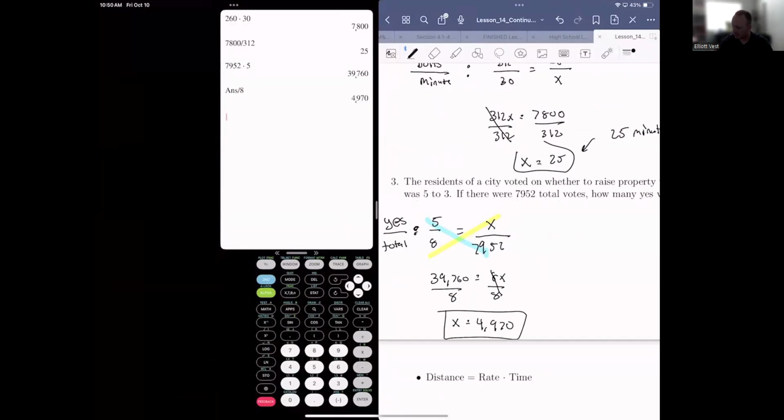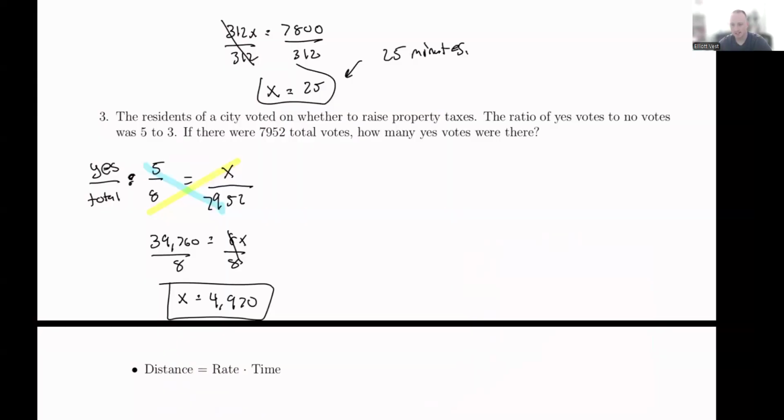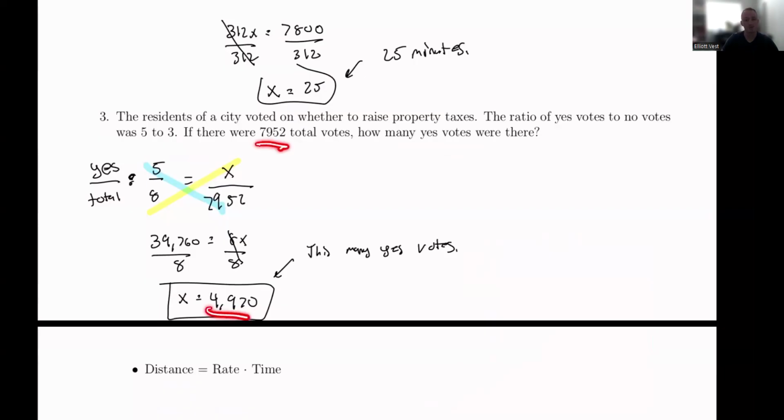All right. Now, back to this problem. What was my X here? We had this many total votes. How many were yes votes? This 4,970. So this many yes votes. Well, maybe the question would have asked, how many no votes are there? Or you can find out how, if there are this many total votes and these ones were yes votes, how many no votes are there? Just subtract, right? Not that bad.